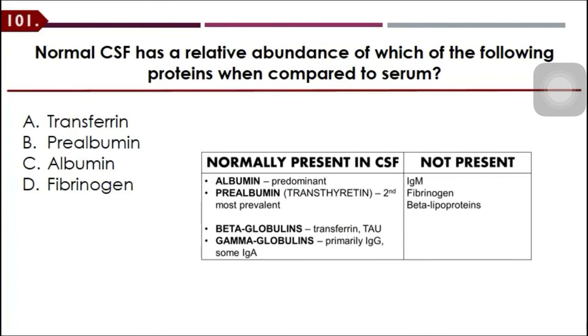Next, normal CSF. Again, normal CSF has a relative abundance of which of the following proteins when compared to serum? Is it transferrin? Is it prealbumin? Is it albumin? Or fibrinogen? Okay, of course, correct answer is letter B, prealbumin. Remember, normally present in the CSF, we have albumin, which is the predominant. Second most prevalent is prealbumin or transthyretin. Followed by the beta globulins, we have the carbohydrate deficient tau transferrin, and gamma globulins, primarily IgG but some IgA. Take note, in CSF, IgM is not present, fibrinogen is not present, and so is beta-lipoprotein.